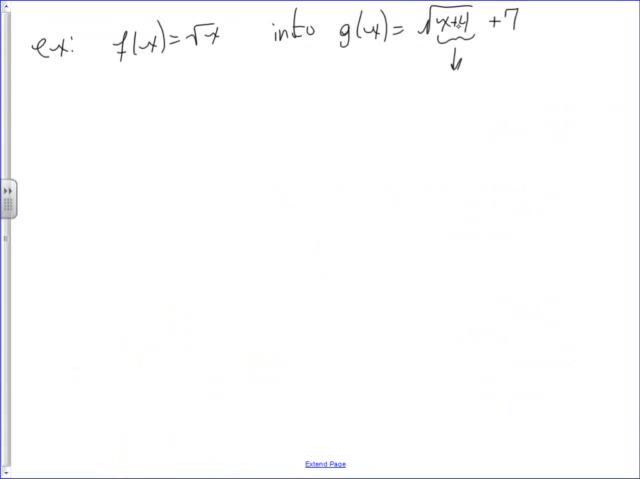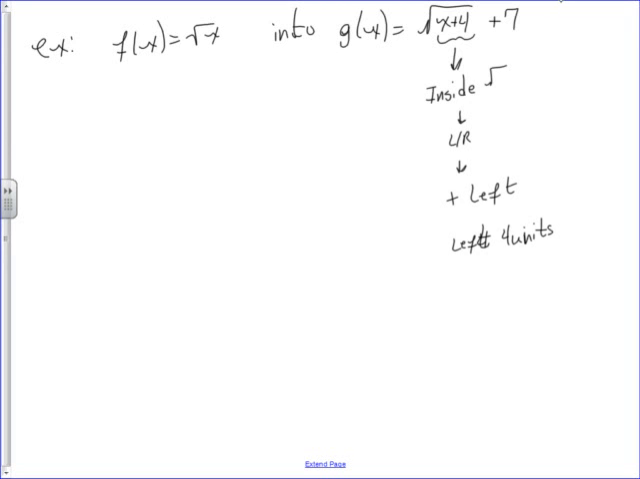So that means this, since it's inside the square root with it, it's directly affecting the x. So it's inside the square root, directly affecting the x, which means it's a horizontal shift, so it's going to be moving left or right. And since it's positive, that means it goes to the left. And it goes left 4 units.